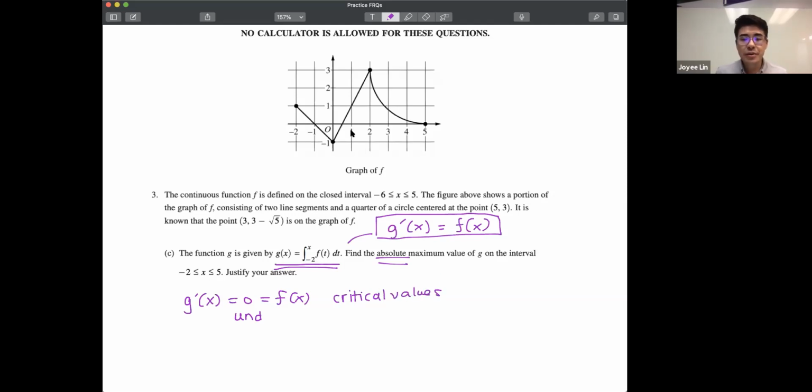So where do we get our critical values? We get our critical values at -1, 1/2, and 5. So x is equal to -1, 1/2, and 5.